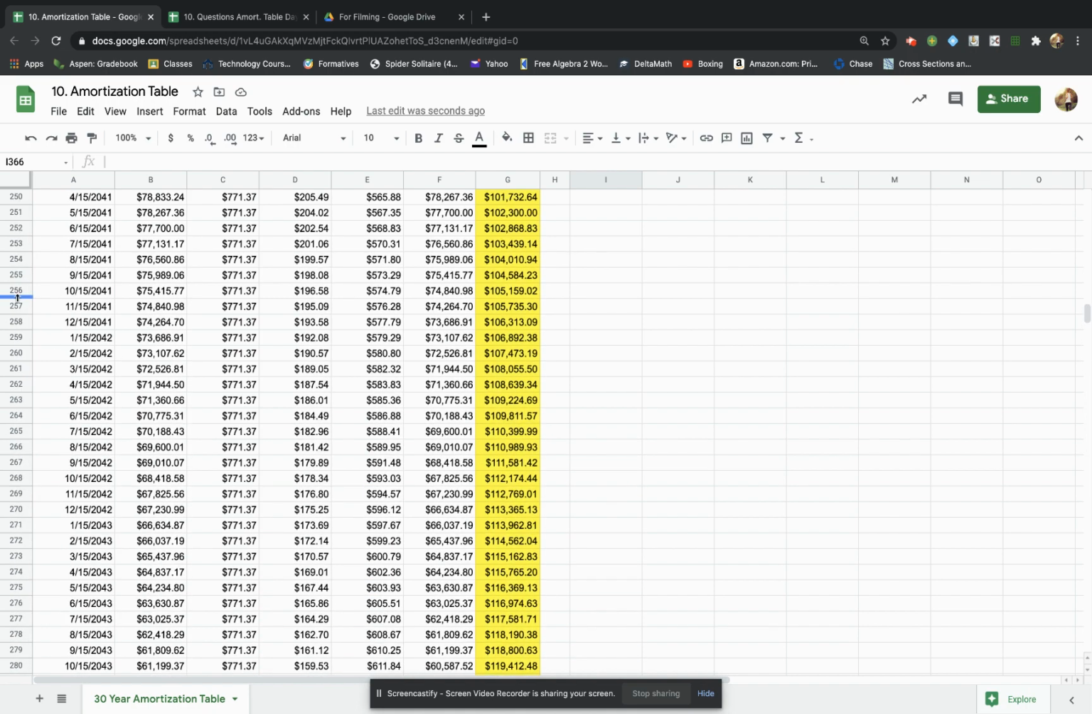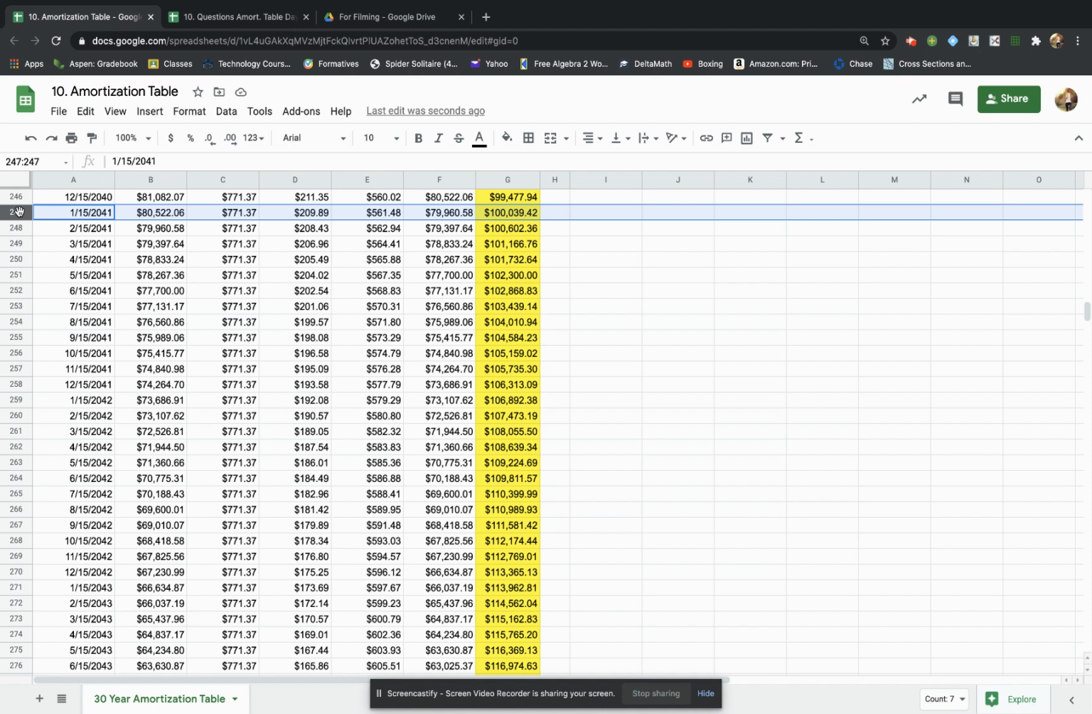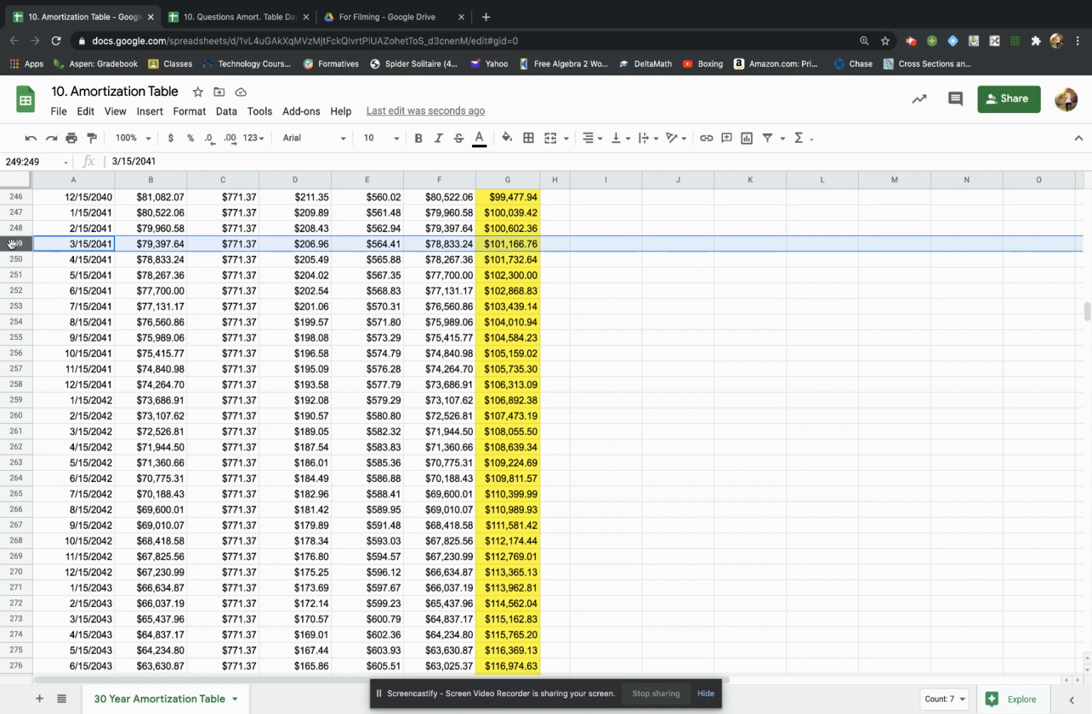So again, if you want to look, let's go with March 15th. There you go, March 15th, 2041. You bought the house in 2021. Sorry, March. Let's go to March. For 180,000. That's 20 years later. You would have $101,000 in equity.